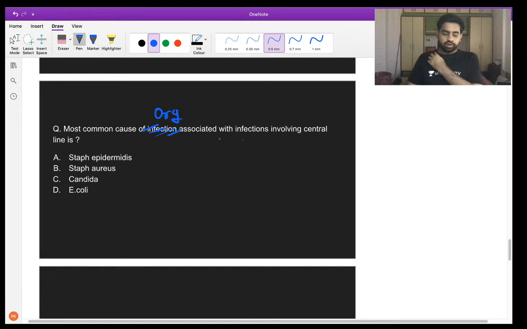Okay, so in the central line, if we talk about the catheter related complications, the most common catheter related complication is infection or sepsis. Now what I'm trying to ask you is, which is the most common organism responsible for this? Is it Staphylococcus epidermidis or Staphylococcus aureus?